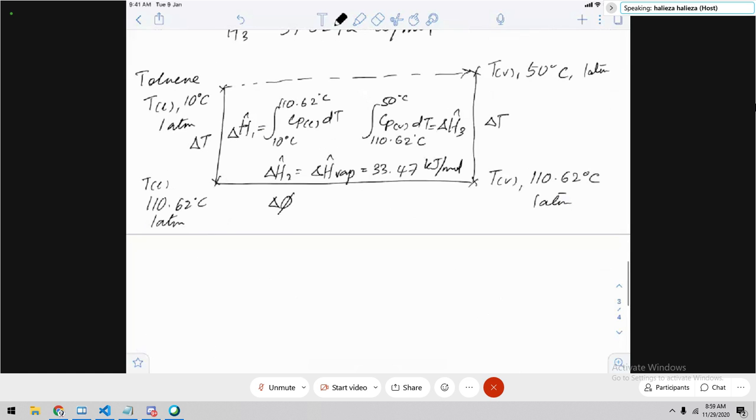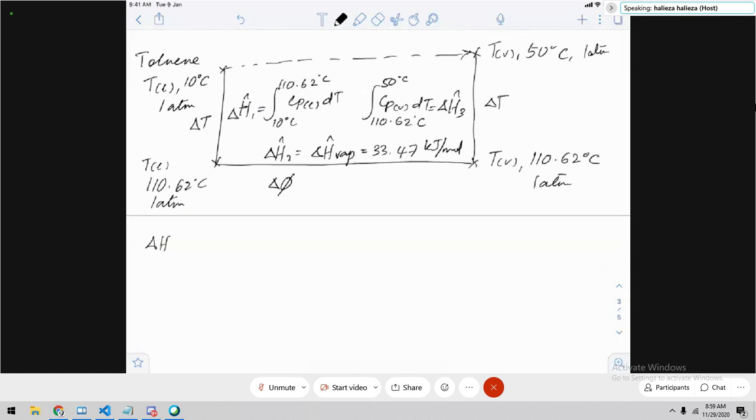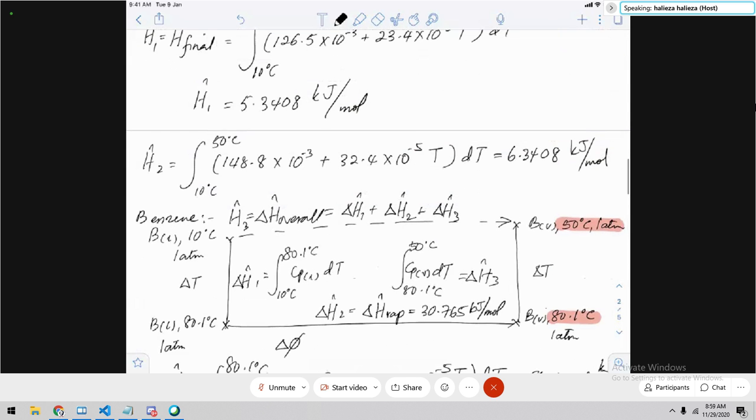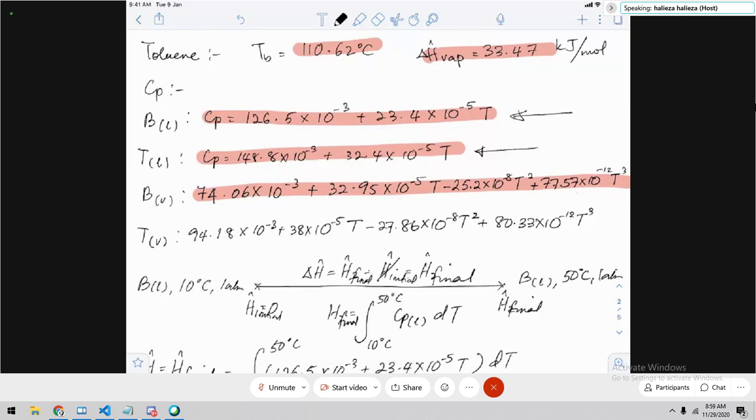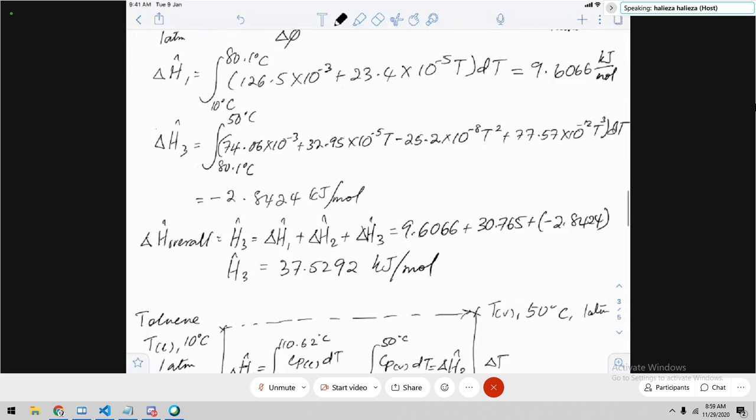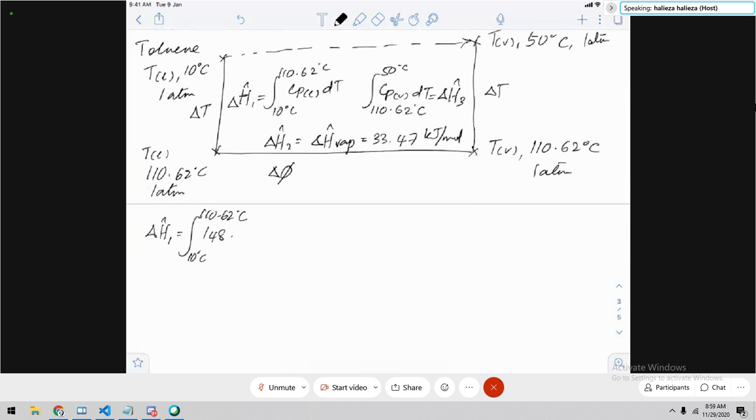So we'll be doing the same calculation as what we have done for benzene, except that now we'll be looking at toluene. That's 10 degrees C to 110.62 degrees C. If you look at our CPs for liquid toluene, it is 148.8 times 10 to the power of minus 3, and the other value is B times 10 to the minus 5 T, with respect to temperature. So if you do that, what will you get?